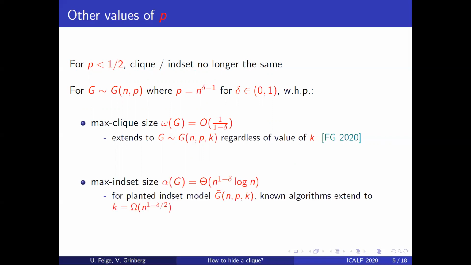For maximum independent set in G(n,p) with this p, it is well known that the size of the maximum set is approximately n^(1-delta) log n. And known algorithms extend to finding planted independent sets of size n^((1-delta)/2) for the planted independent set model, which we denote by G-overline(n,p,k).